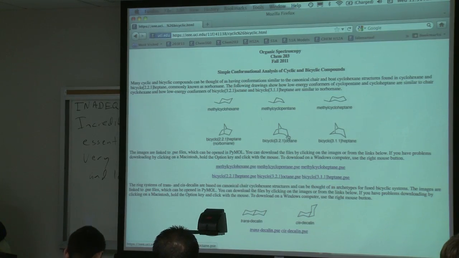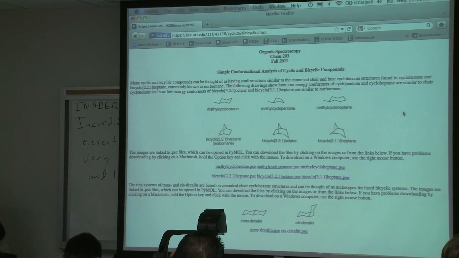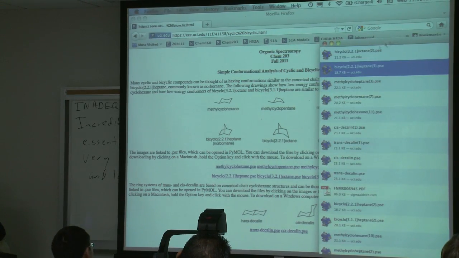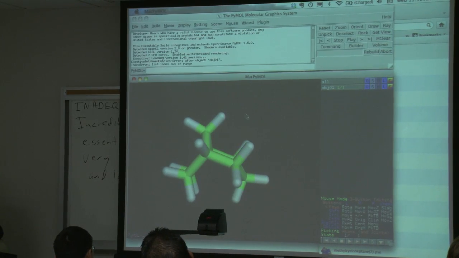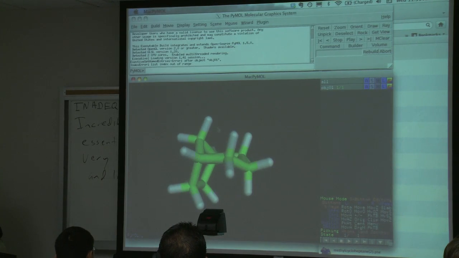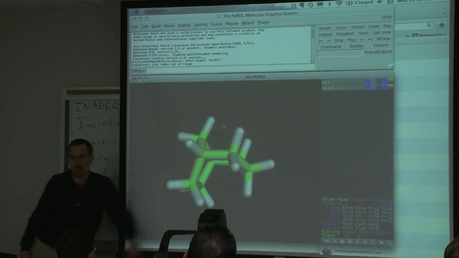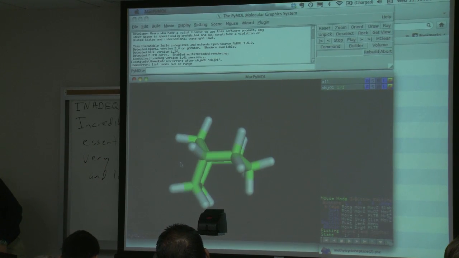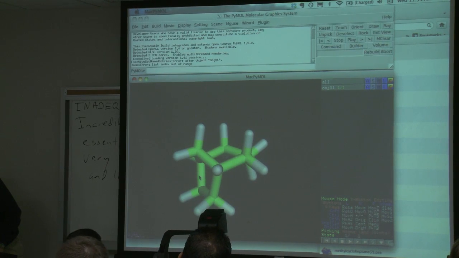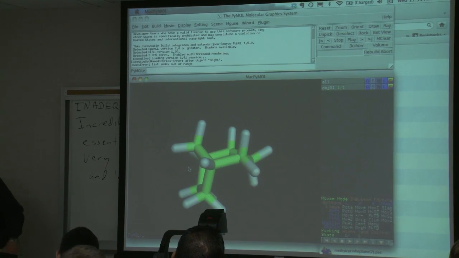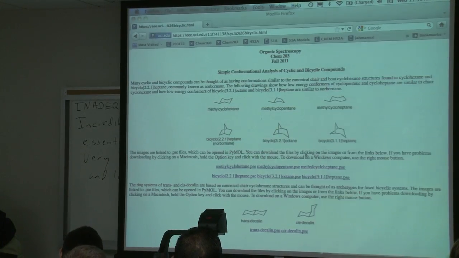So I'll give you a bicyclooctane, bicyclo-3,2,1 octane structure. And so we've got this. You notice you have your cyclohexane embedded in it. This is what I was talking about. You see your chair cyclohexane embedded in the structure there. So you can play with that.